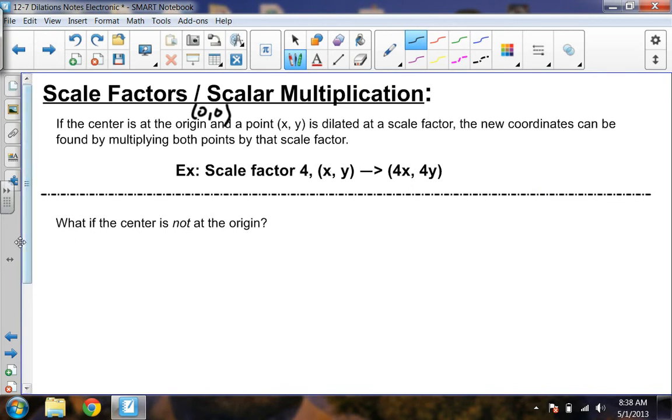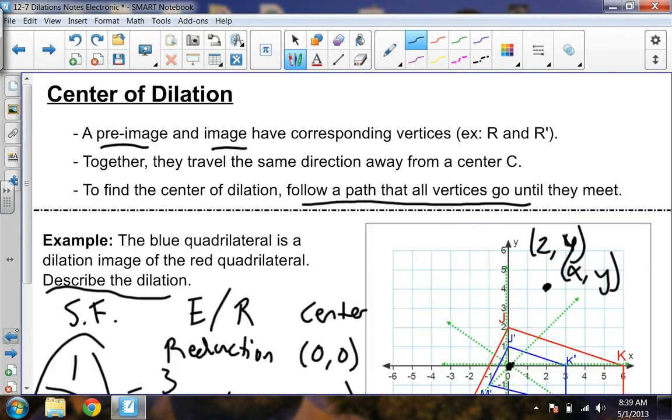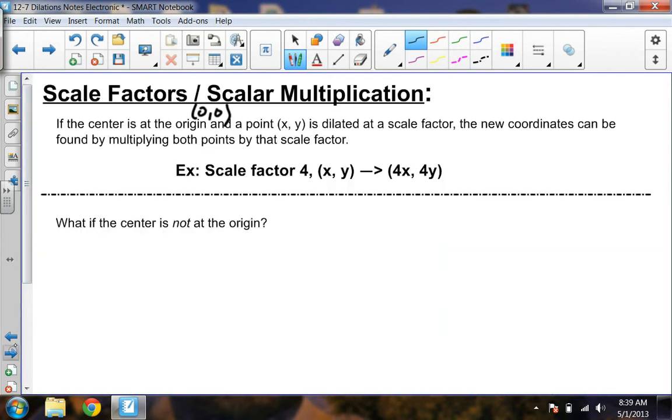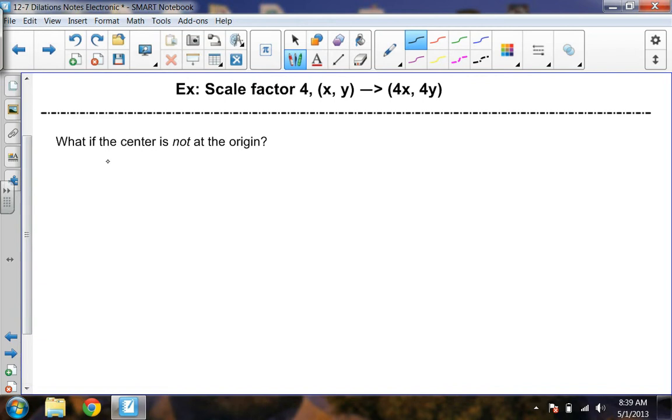Now what if the center is not at the origin? What if I have a center that is displaced? Let's say that my center is at 2, 6, and I want to scale the point -3, 7 with a scale factor of 2.